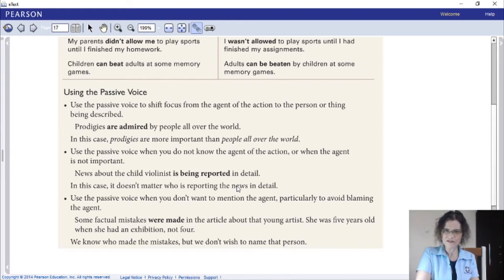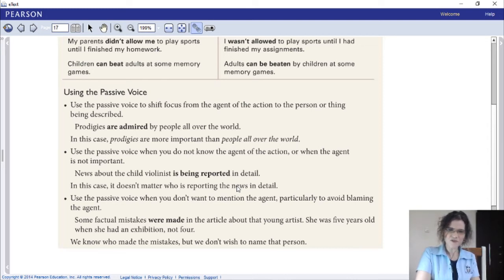News about the child, a violinist, is being reported in detail. In this case, it doesn't matter who is reporting the news in detail. Last, use the passive voice when you don't want to mention the agent, particularly to avoid blaming the agent.